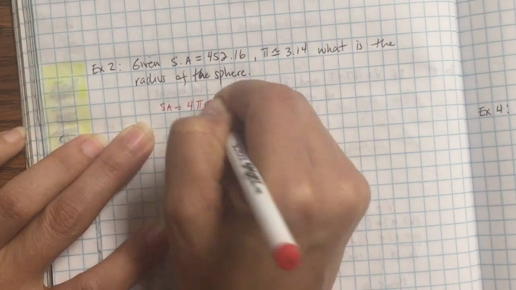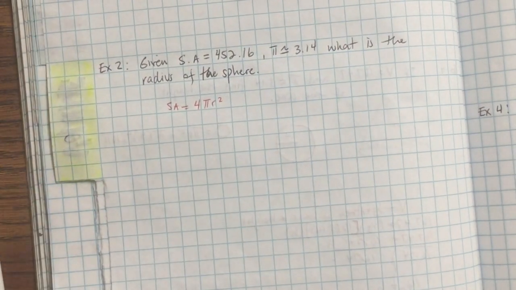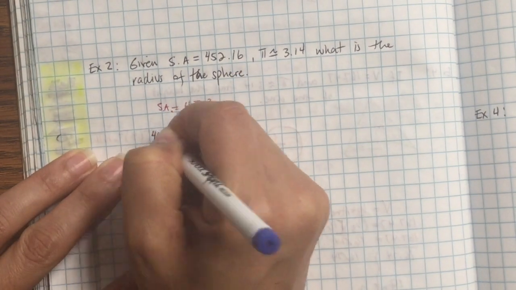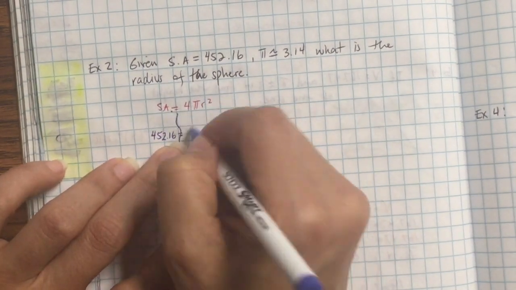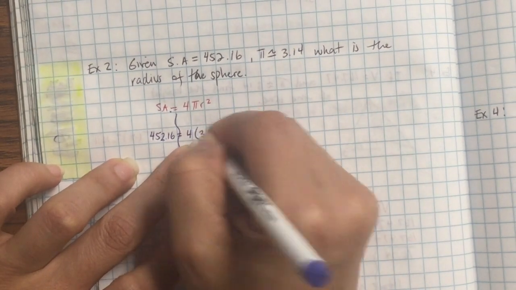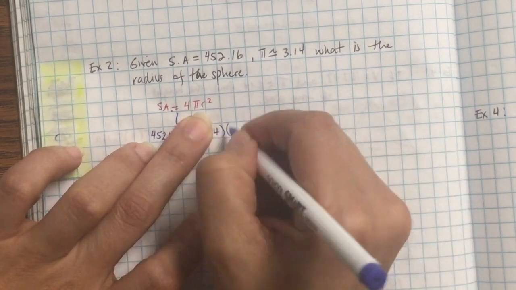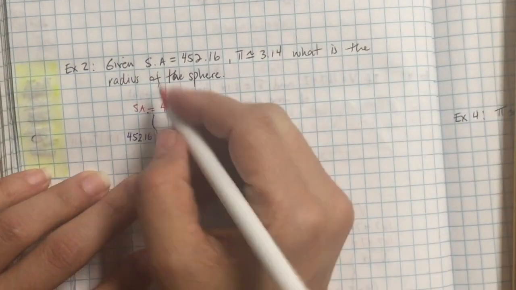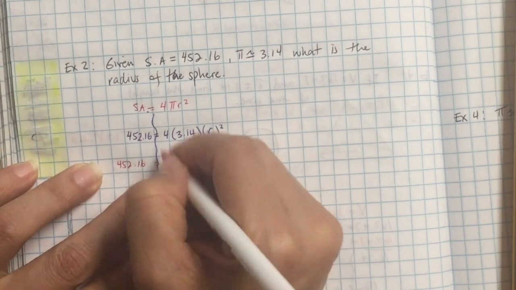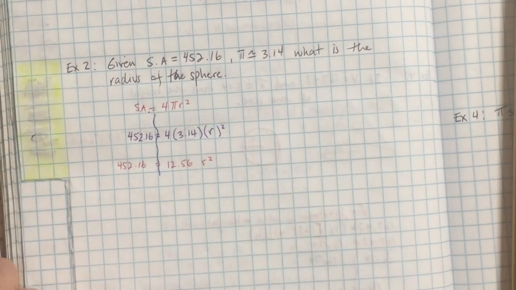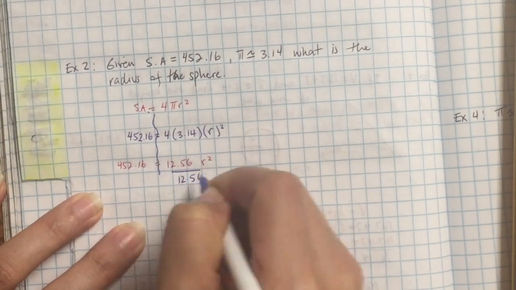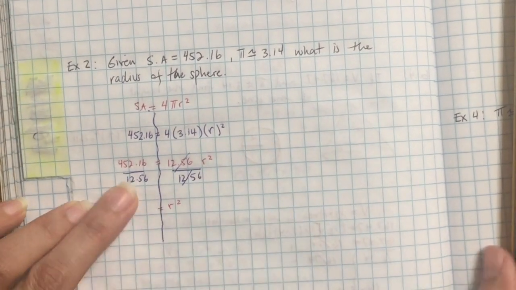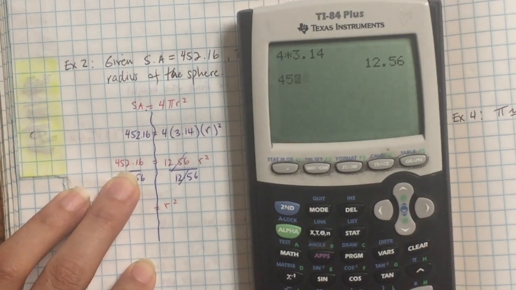Alright, second example, start off by writing down the formula and then you're just plugging in numbers, that's all you're doing. So you're given the surface area, which is 452.16, equals 4 times pi, which is 3.14, times the radius, which you're not given, squared. Let's multiply 4 times 3.14. Then to get r squared by itself, we're going to divide both sides by 12.56. Those cross out, and we're going to get r squared is equal to 36.